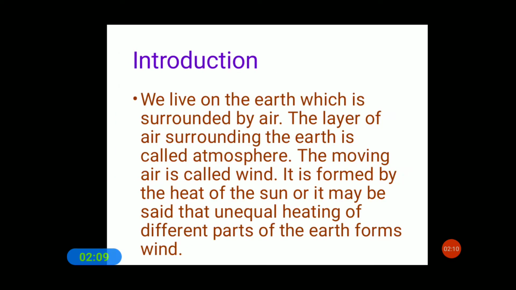Students, the introduction of this lesson is this: we live on the earth which is surrounded by air. The layer of air surrounding the earth is called the atmosphere. The moving air is called wind. It is formed by the heat of the sun, or it may be said that unequal heating of different parts of the earth forms wind.